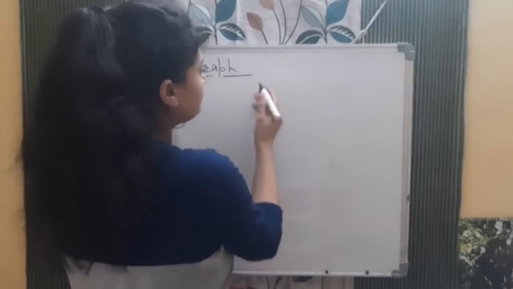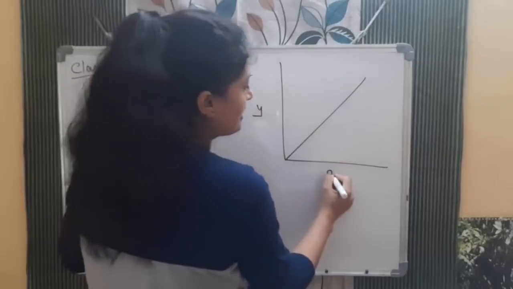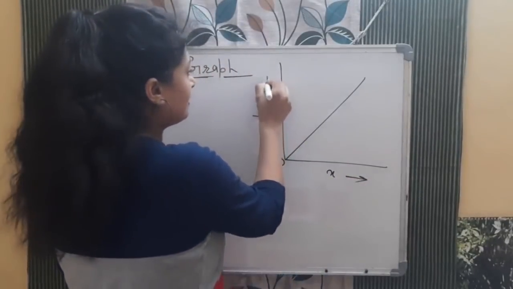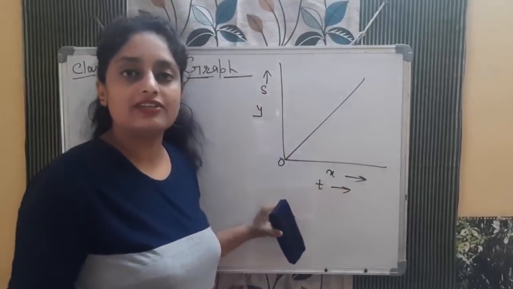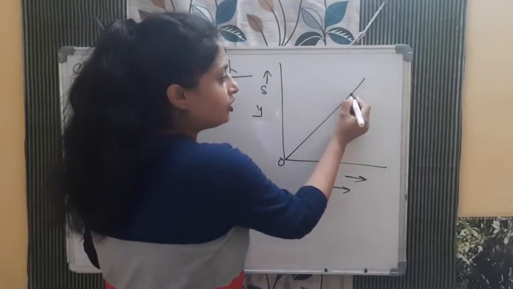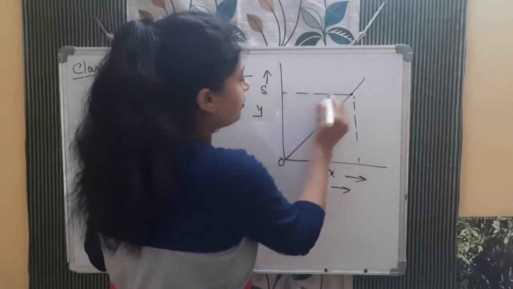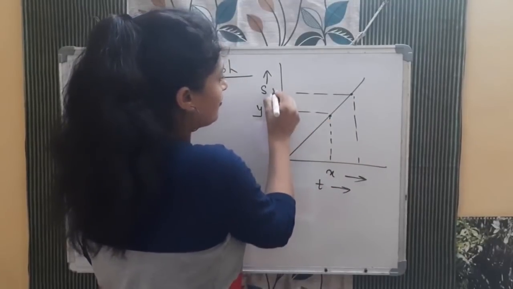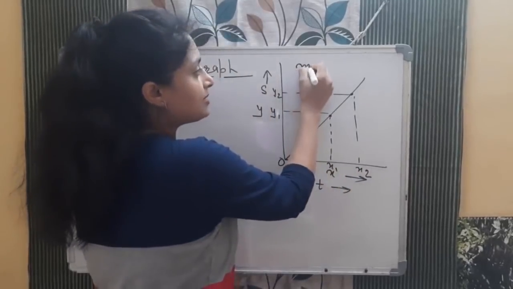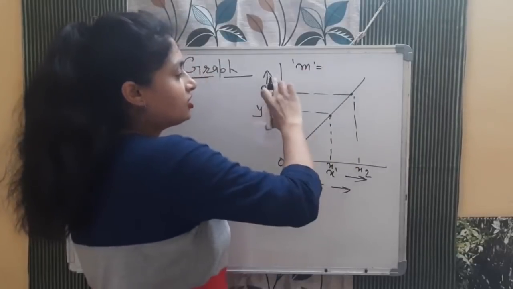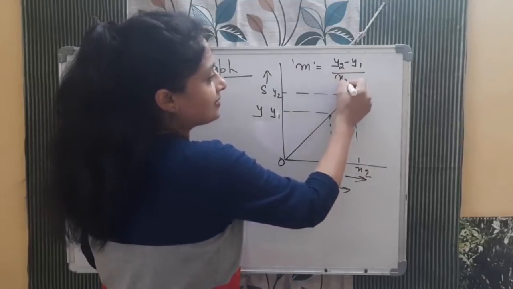How? See, any graph you have, and this is a straight line, and this is the y axis, this is the x axis. Okay, let's talk about distance-time. Distance is on the y axis and time is on the x axis. This is the origin, and if I ask you what is the slope of this graph, you will take 2 points, you will draw a perpendicular from them on the x axis, and a perpendicular on the y axis. So the points here are y1, y2, and the points here are x1, x2. You all know, I will not repeat again and again, slope is represented with the letter m, and it is the change in the quantity on the y-axis, y2 minus y1, divided by the change in the quantity on the x-axis, x2 minus x1.